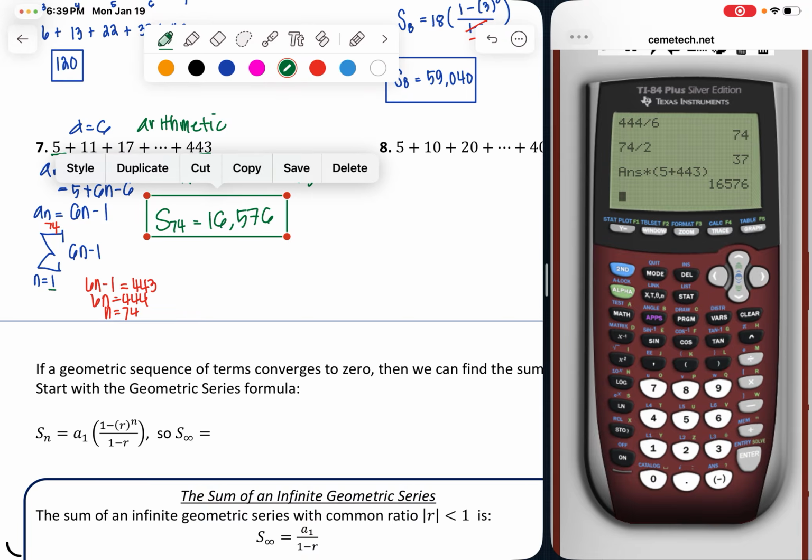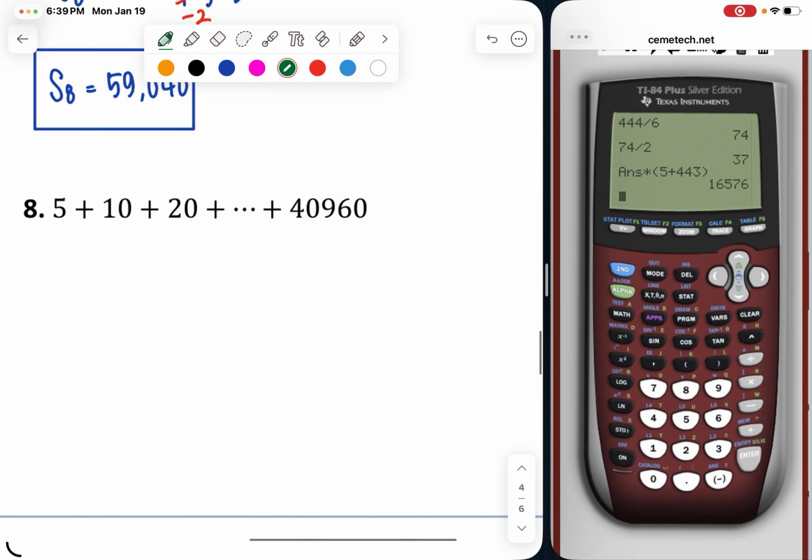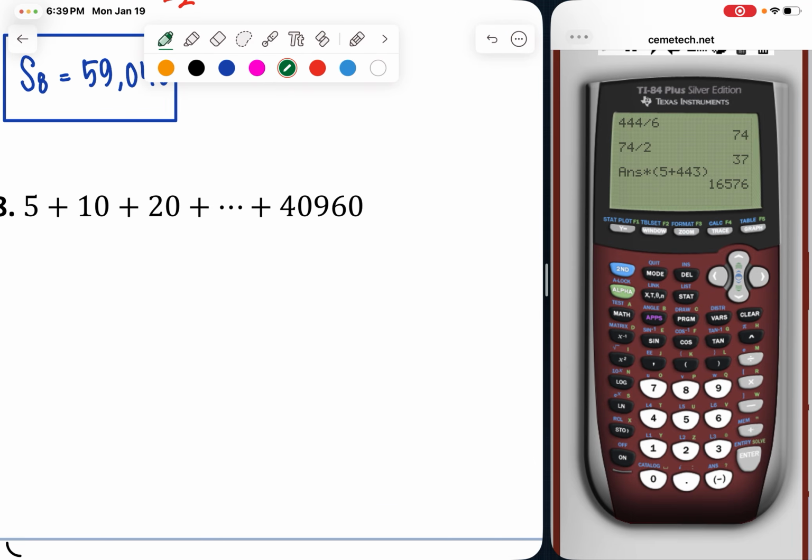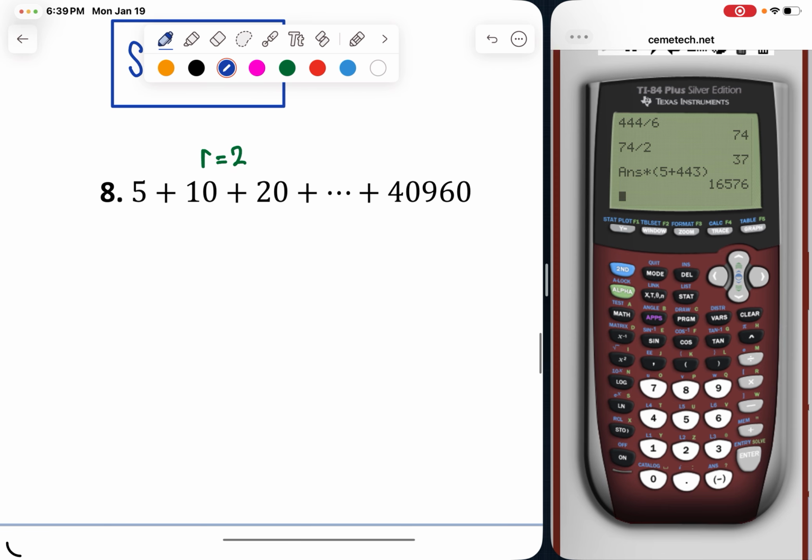All right, last one in this section, then we'll move on to infinite geometric series. 5, 10, 20, so times 2 times 2. So r is 2. This is a geometric series, so I'm going to use my geometric formula. I need to write a rule because I don't know what number term that is. So a sub n is equal to a sub 1, which is 5, times r to the n minus 1 power. All right, so that's my rule.